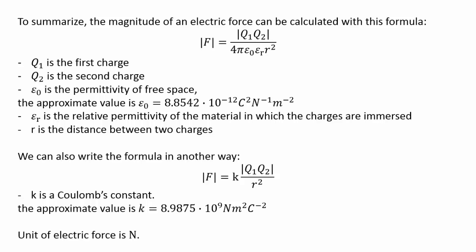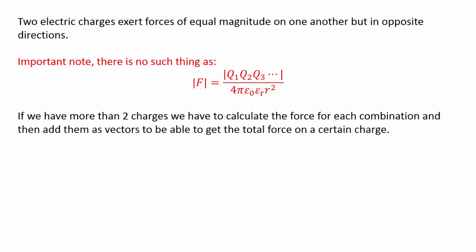We can also write the formula in another way, using Coulomb's constant. You can see that on your screen, and there's also the approximate value of Coulomb's constant. The unit of electric force is the Newton. As you have seen, two electric charges exert forces of equal magnitude on one another, but in opposite directions.